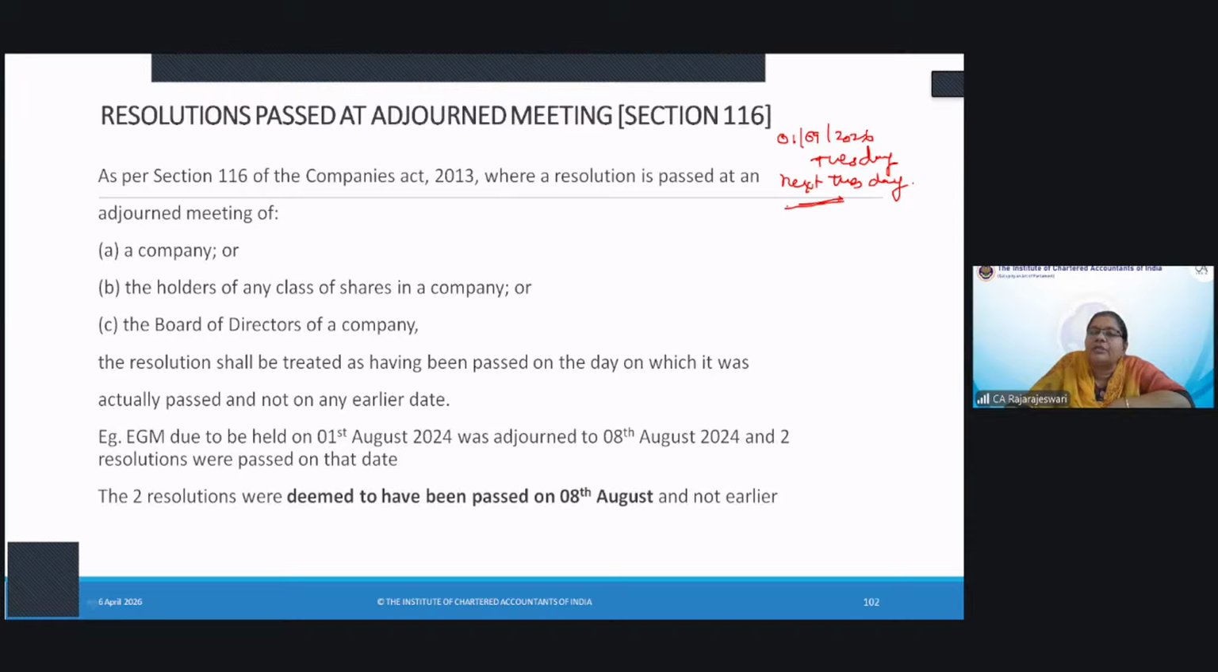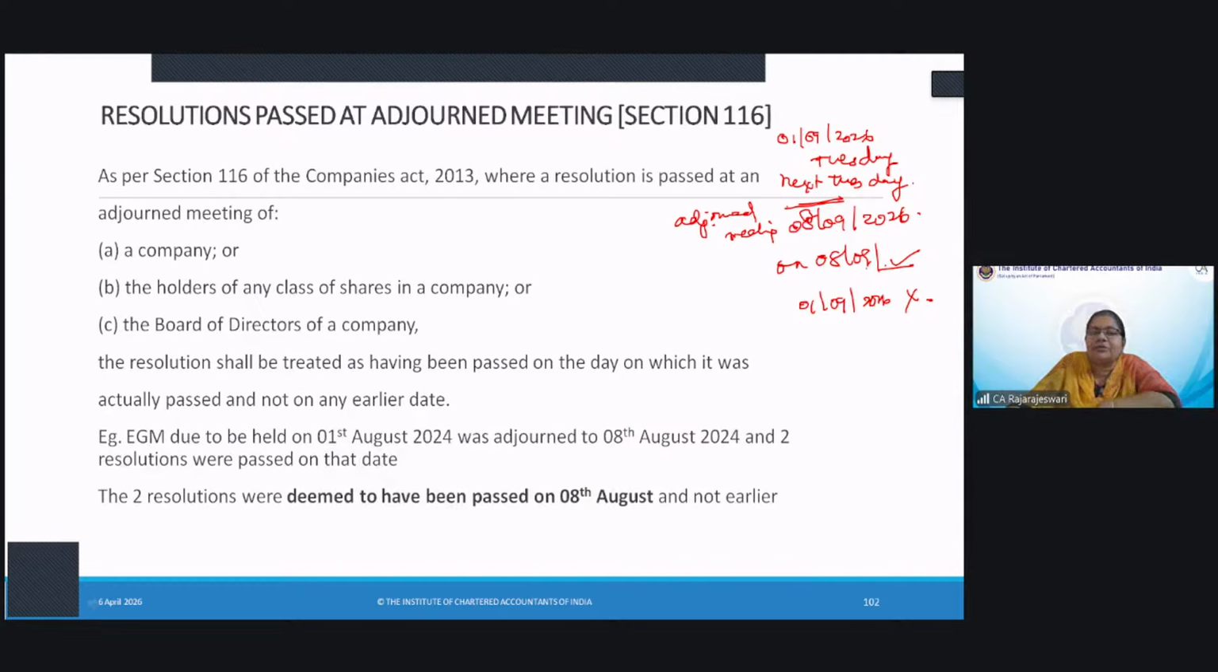Adjourned meeting. So if you pass the resolution on say 8th September, that is at the adjourned meeting, it is deemed to have been passed only at the adjourned meeting. The resolutions are passed only at the adjourned meeting, that is on 8th only. That is correct. You cannot say that the original meeting date applies. You cannot take that. Only at the adjourned meeting this resolution was passed. So this is the date of passing of the resolution.